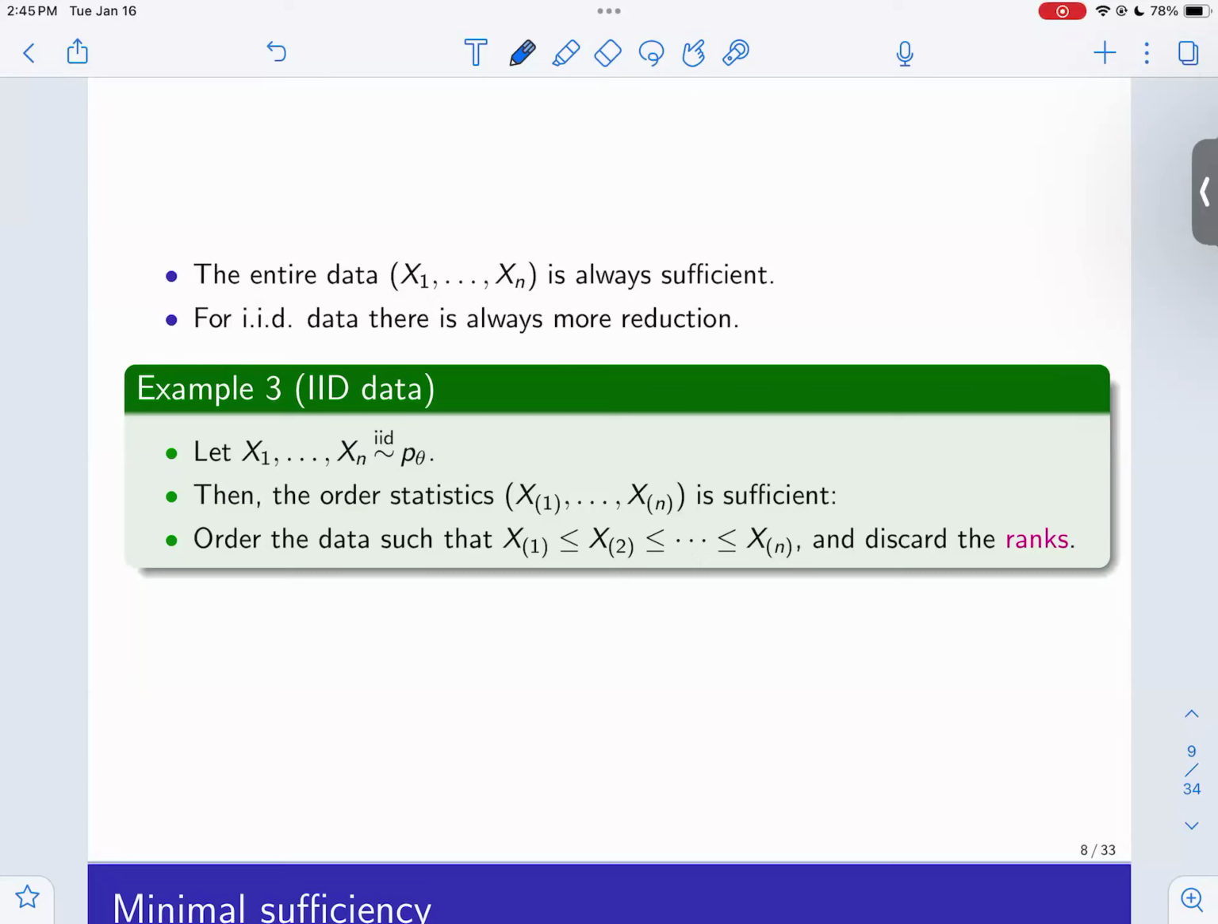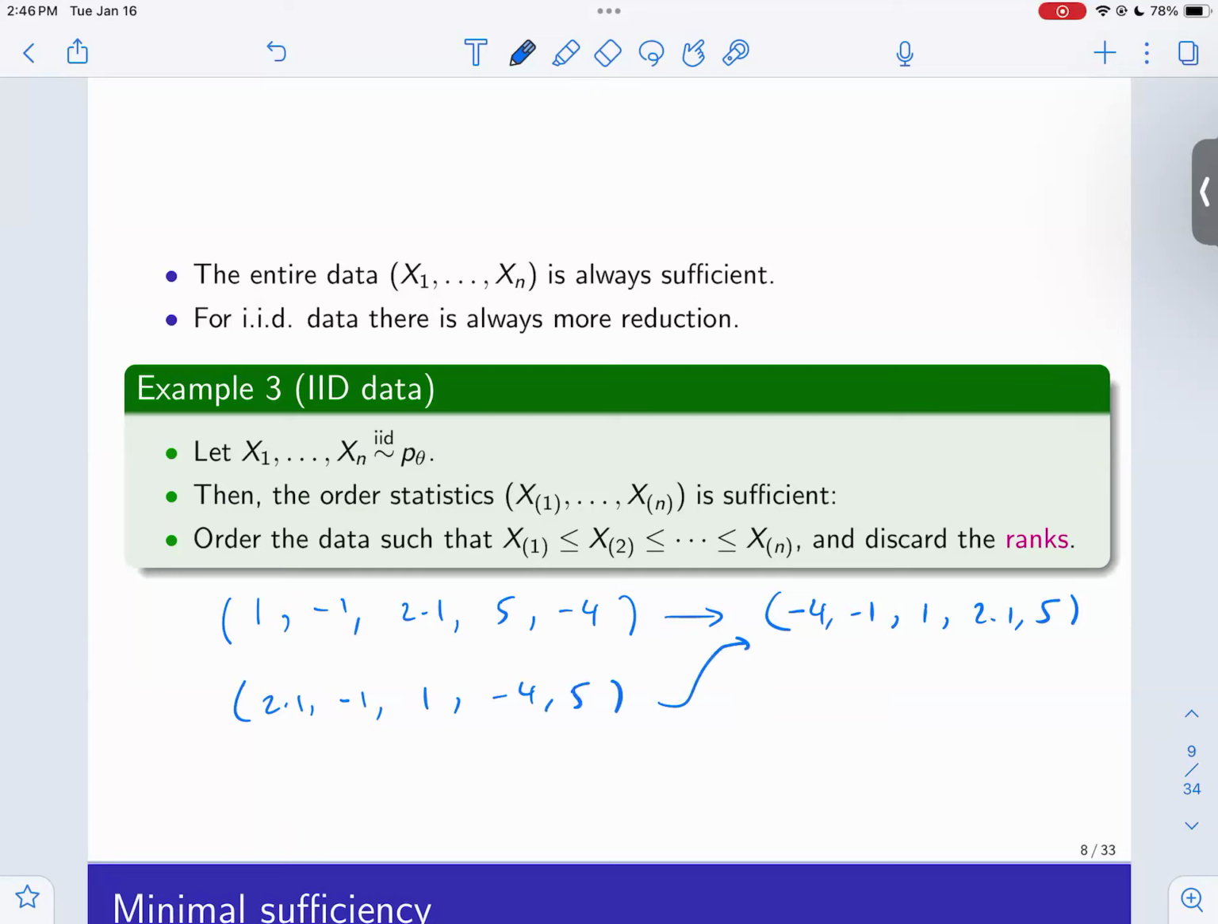The order statistic is formally the vector that contains the values x1 to xn in a certain order. I can order them in increasing fashion. I call the smallest one x parentheses 1 and the largest one x parentheses n. Usually the middle one is called the median, and so on. There's the maximum, the minimum, the second order statistic, and so on. For example, if I give you an IID sequence that turns out to be 1, -1, 2.1, 5, -4, when I form the order statistic, I get -4, -1, 1, 2.1, 5. And if I had the same data in a different order, the order statistic would be the same. I just take the same values and reorder them in increasing fashion.